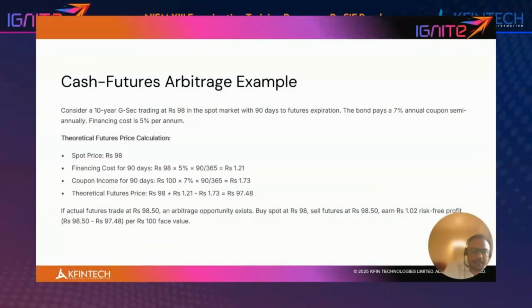Let's see an example. A 10-year GSEC is trading at 98 in the spot market. So again, spot is at 98. The bond pays 7%, so 7% is your R over here. Semi-annual coupon, financing cost is 5%.